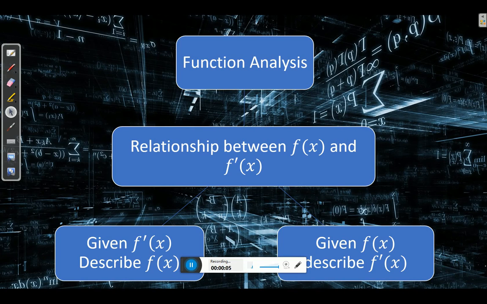Today in class we were taking a look at function analysis, looking at a function and its derivative, the slope function, and how they relate to each other. If you know one of them, that tells you something about the other. And one of the big challenges of this class is precisely describing what you do know about the derivative or what you do know about the function without getting them mixed up. So first we're going to take a look at the relationship between a function and its derivative f prime.